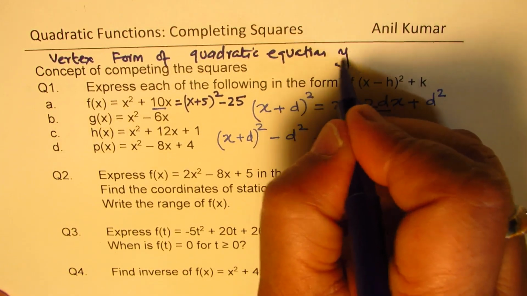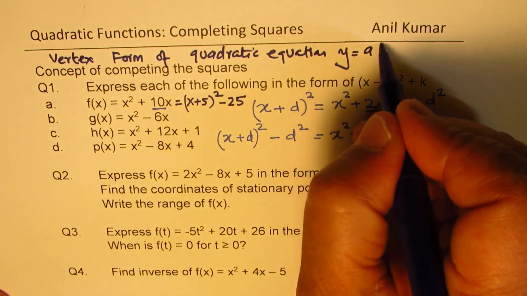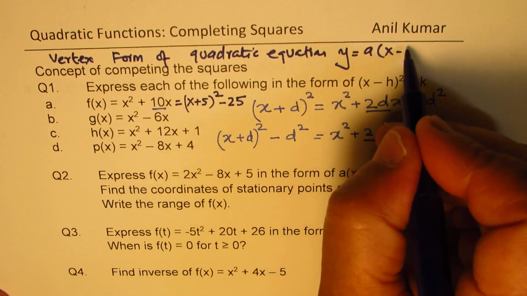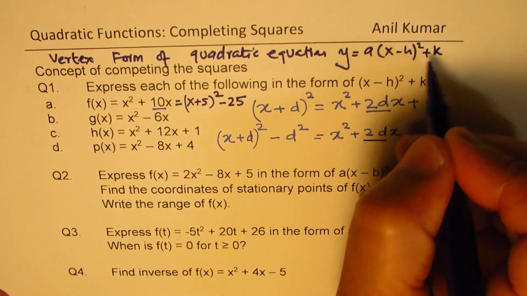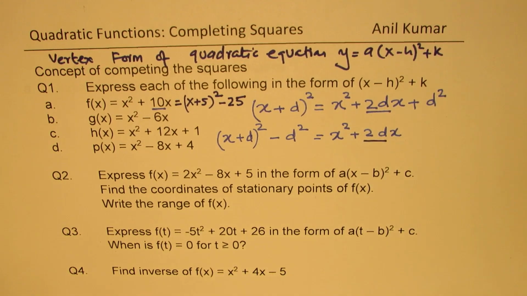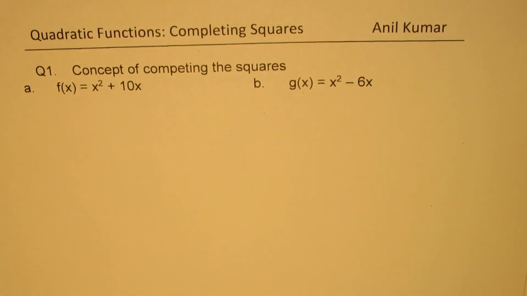Right, so we say y equals a times, in this case, for example, (x minus h) whole square plus k. Is it okay? So that is the vertex form of our quadratic equation. Okay. So let's take up the very first example.